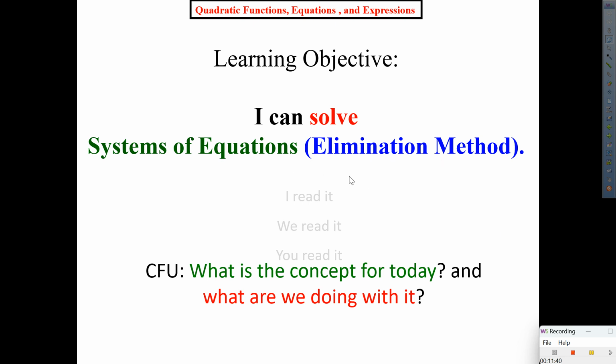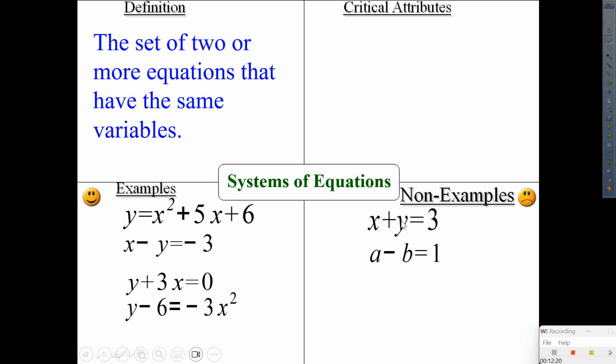Before we continue, turn to your neighbor and give them the definition for systems of equations, without looking at your notes. Systems of equations are what? Breathe. What are they? The set of a lot of equations with the same variable. That is correct. There they are.